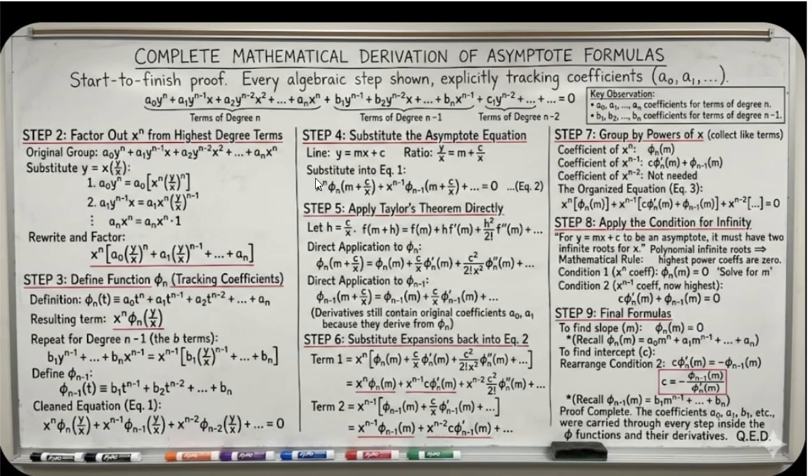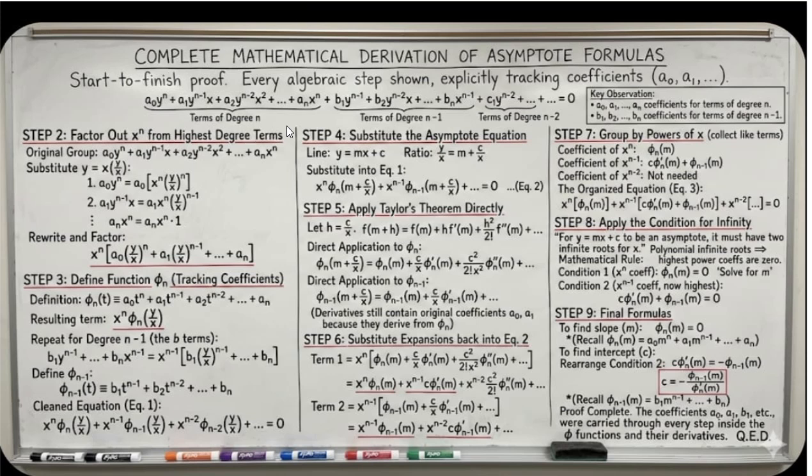Okay, let us start our discussion on the complete mathematical derivation of the asymptote formula. It means that we have to develop a shortcut method. It is always very difficult to go through all these steps, and in order to develop a shortcut method, we have to derive that shortcut method first. In order to derive it, the basic principle is the same.